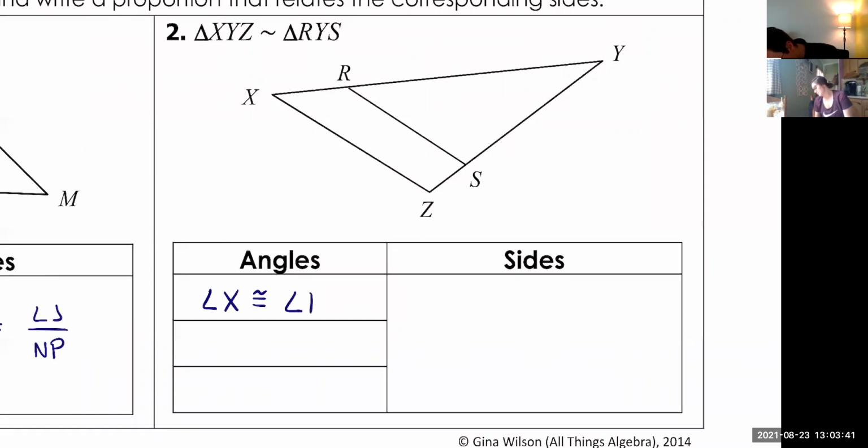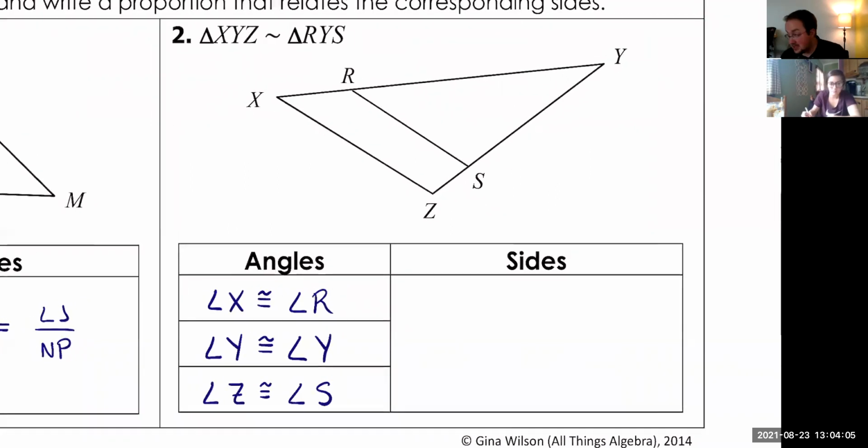angle R, angle Y is congruent to angle Y. There's that reflexive property. Angle Z is congruent to angle S.